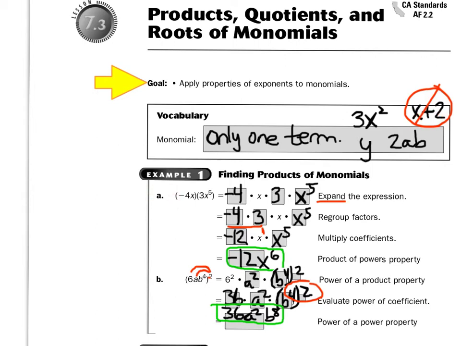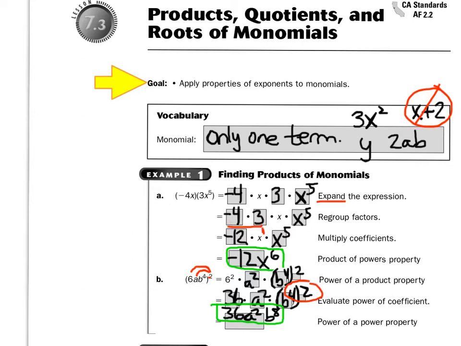Okay, so take a look at example 1. If we were just multiplying, let's say I had negative 4x times 3x to the fifth power. Well, their first direction is really important. Expand the expression. So that means separate everything with multiplication symbols. So you'd have negative 4 times x times 3 times x to the fifth power. And then regroup the factors. So I put all the numbers in front, negative 4 times 3 in front, and then I put x times x to the fifth power at the end.